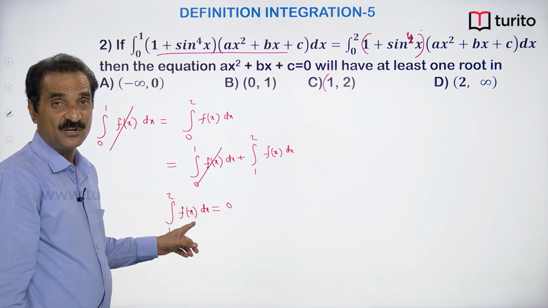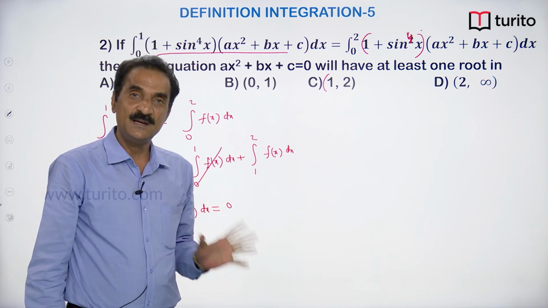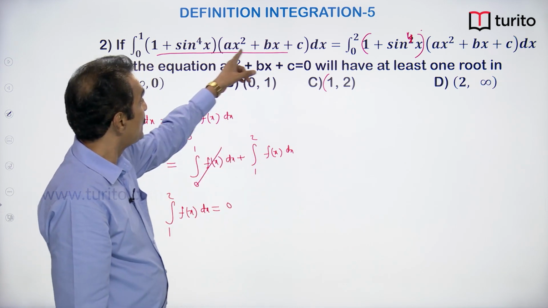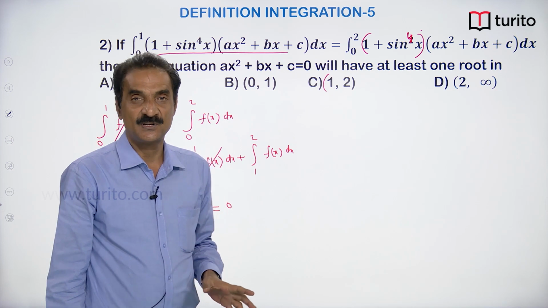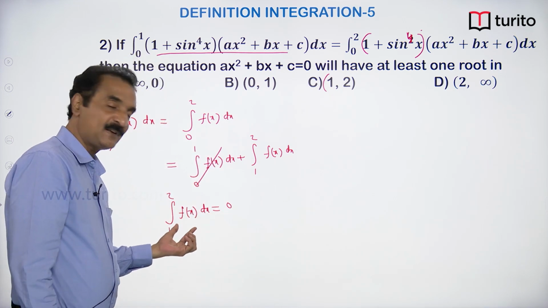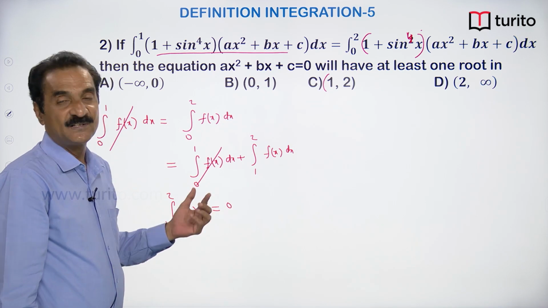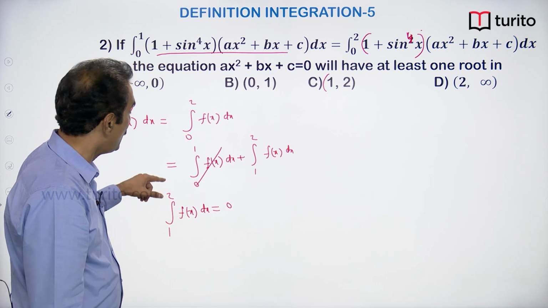Is f of x continuous? 1 plus sine power 4x is a continuous function because the sine function is continuous. Quadratic function is continuous. So, their product is a continuous function. So, since f of x is continuous and this integral is 0, f of x equal to 0 should have at least one root in the interval 1 to 2.